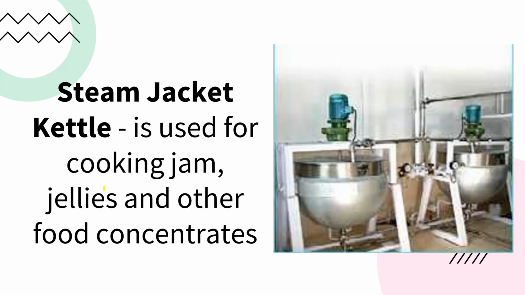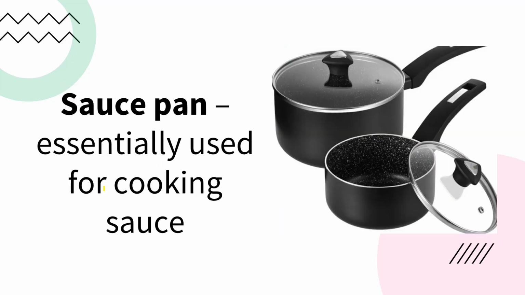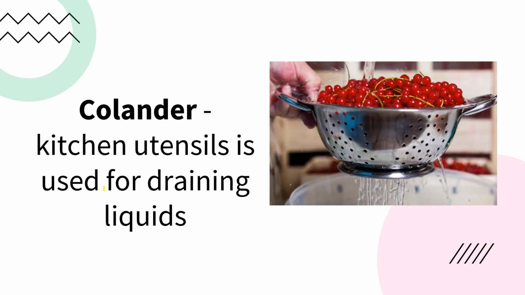So, next, steam jacket kettle. It is used for cooking jam, jellies, and other food concentrates. Next, saucepan. Essentially used for cooking sauce. So, alam nyo naman ang sauce. So, nandun na, saucepan, sauce. Next, colander. Kitchen utensils is used for draining liquid. So, yan. Pagka may gusto kayong madrain or matanggal kahit ano. So, yan ang colander. Alam nyo yan at meron kayo yan sa bahay.